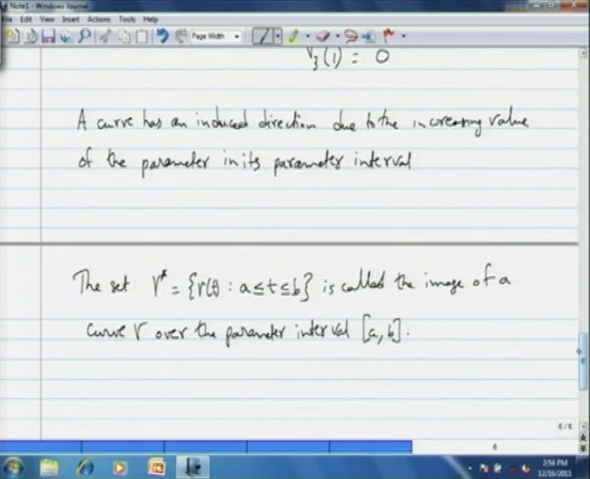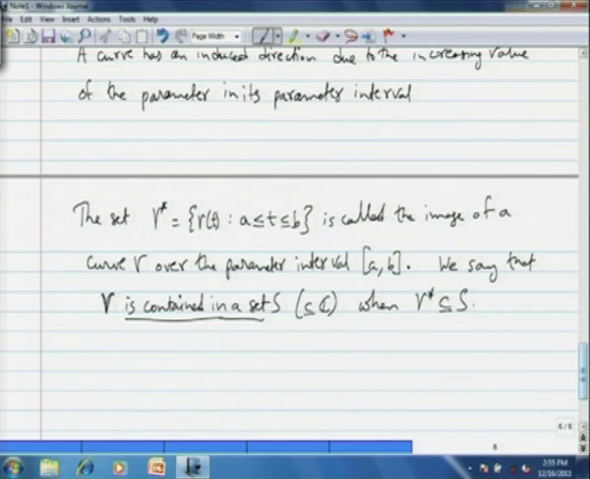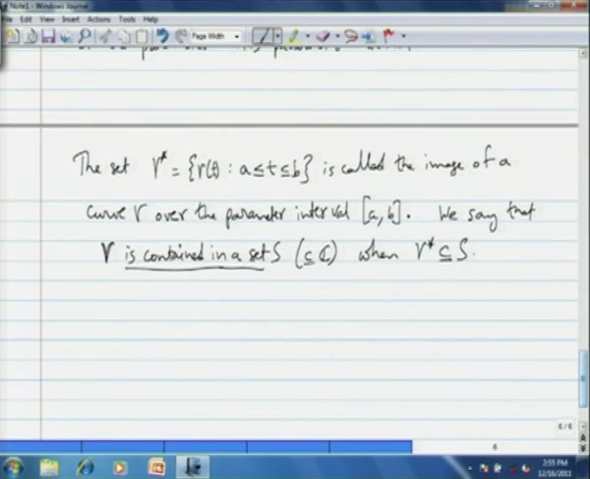Okay. And we say that gamma is contained in a set S, which is a subset of the complex plane. Gamma is a function, remember, but we use the terminology gamma is contained in a set to mean when gamma star, which is its range, is contained in S. So, if the range is contained in S, we say gamma itself is contained in S. That is just a way of saying it.